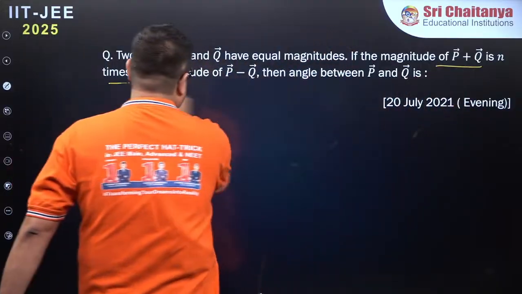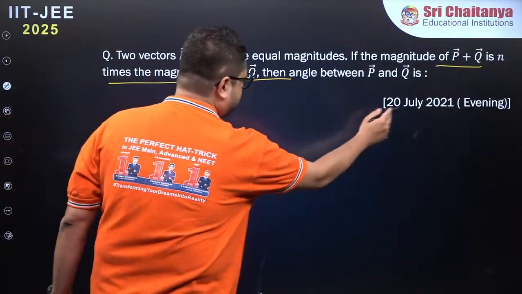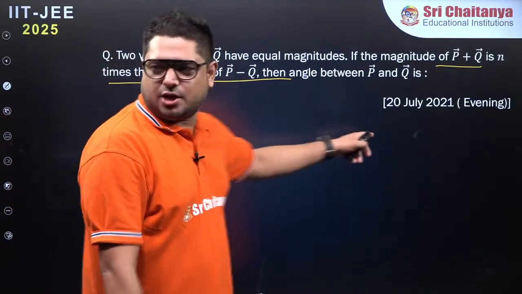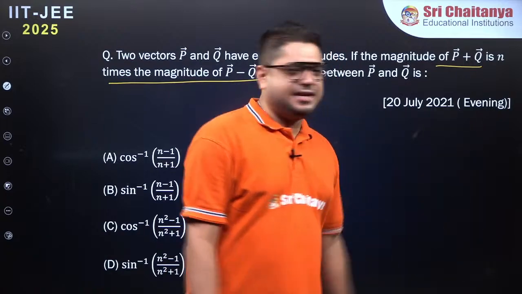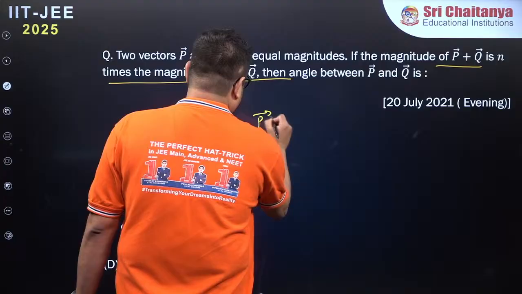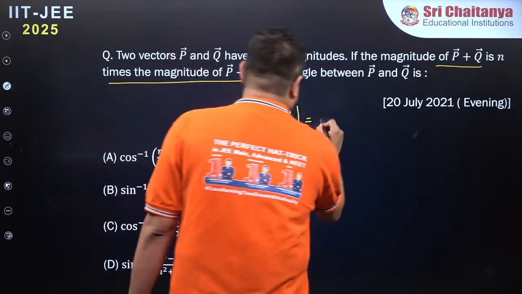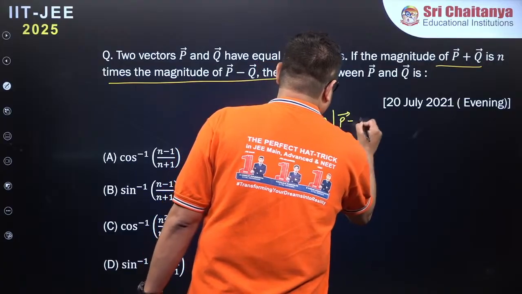So can you tell me the answer? What do you think it's going to be? Write it down over there in the chat box, everyone. This question was asked in JEE Main 2021 in the evening session, on 28th of July. So what needs to be done? What do we have to do, everyone? It is given that mod of P plus Q is n times mod of P minus Q.